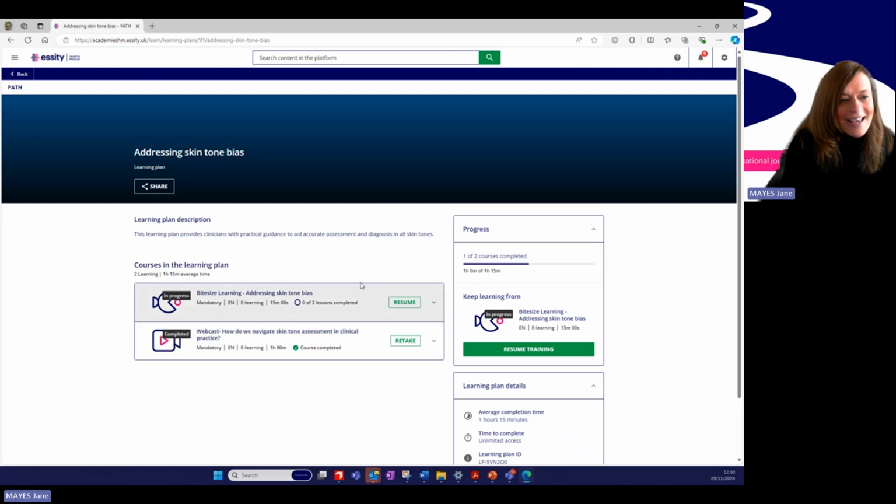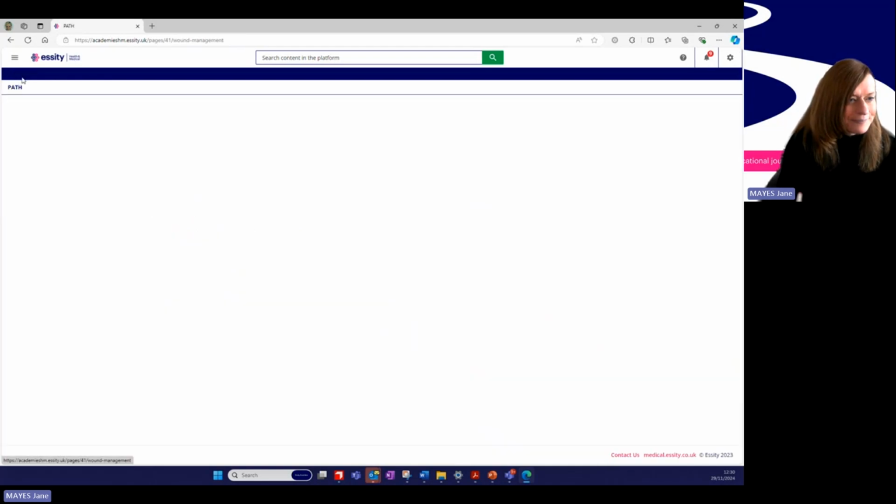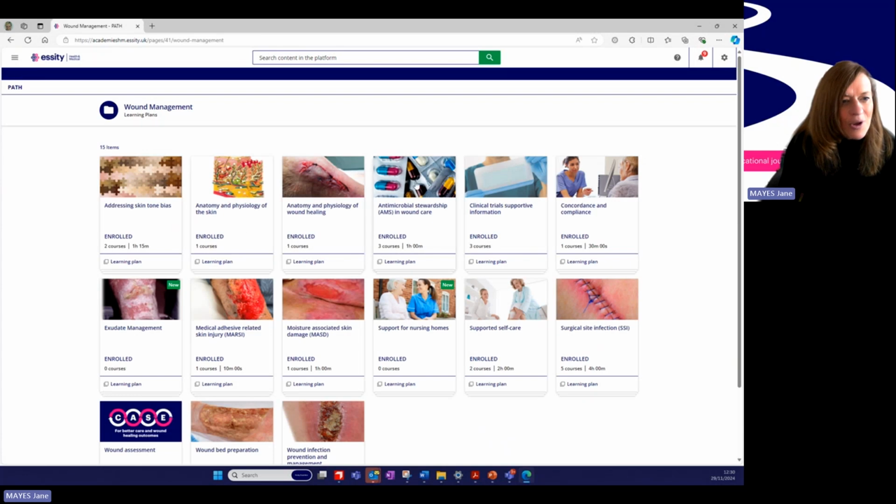To access any of that, you'll just click on the topic and then play the content. You'll watch the content and then you'll be able to download a certificate after completion. So I just wanted to touch on a few more. The ones that are really interesting, I think, are anatomy and physiology of wound healing.